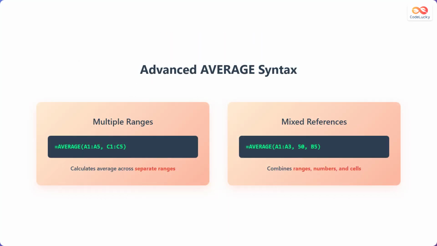Now let's discuss some advanced syntax options for the average function. First, multiple ranges. The formula equals AVERAGE, open parenthesis, A1 colon A5, comma, C1 colon C5, close parenthesis calculates the average across separate ranges. Second, mixed references. The formula equals AVERAGE, open parenthesis, A1 colon A3, comma, 50, comma, B5, close parenthesis combines ranges, numbers, and individual cells in the calculation.